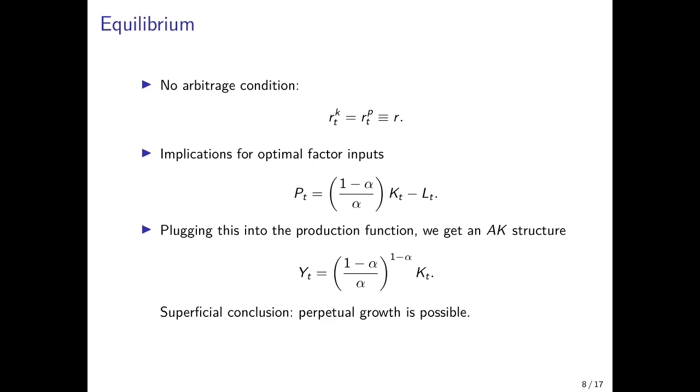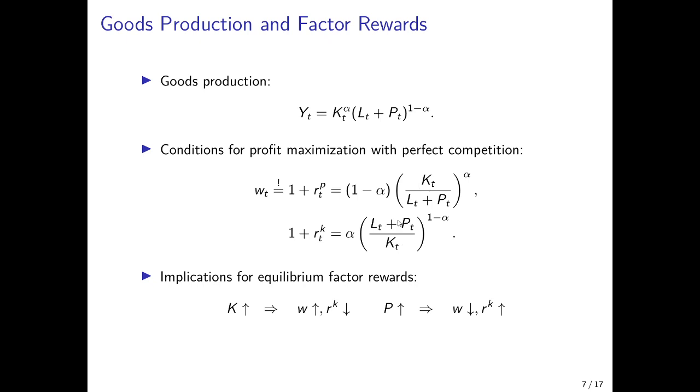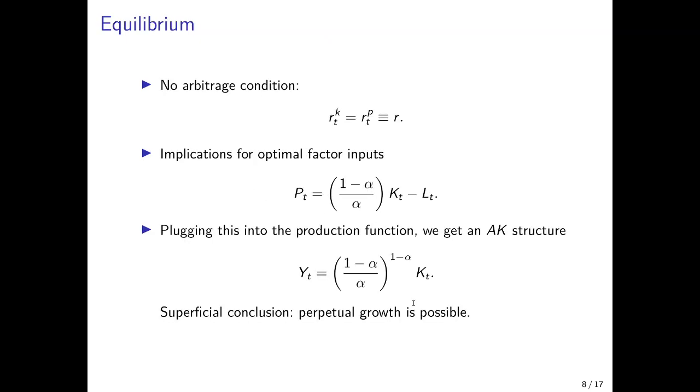Now, if we set these two rates of return equal to each other, we can again derive the implications for the optimal factor inputs that we already had in the Solow model, where automation capital depended positively on traditional capital, because if there are more assembly lines, you need more either workers to staff them or industrial robots to staff them. So ceteris paribus, the demand for industrial robots would go up.